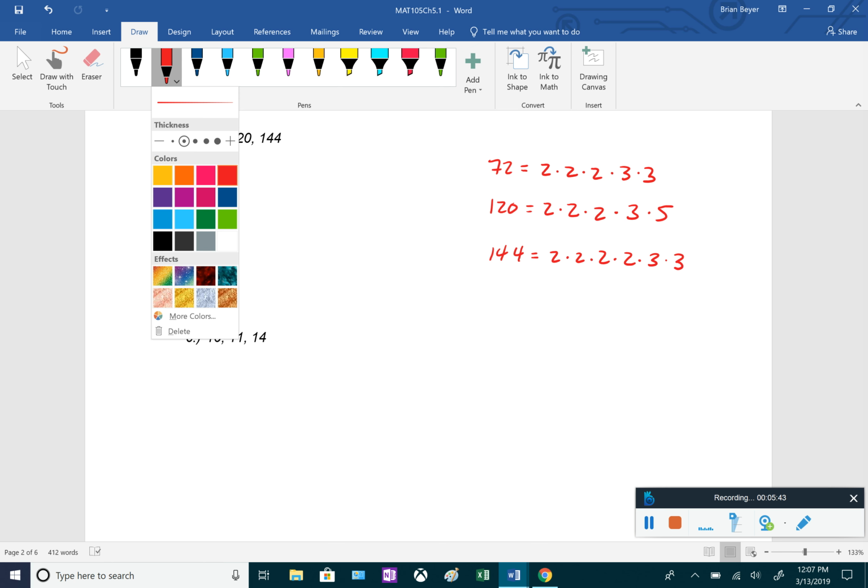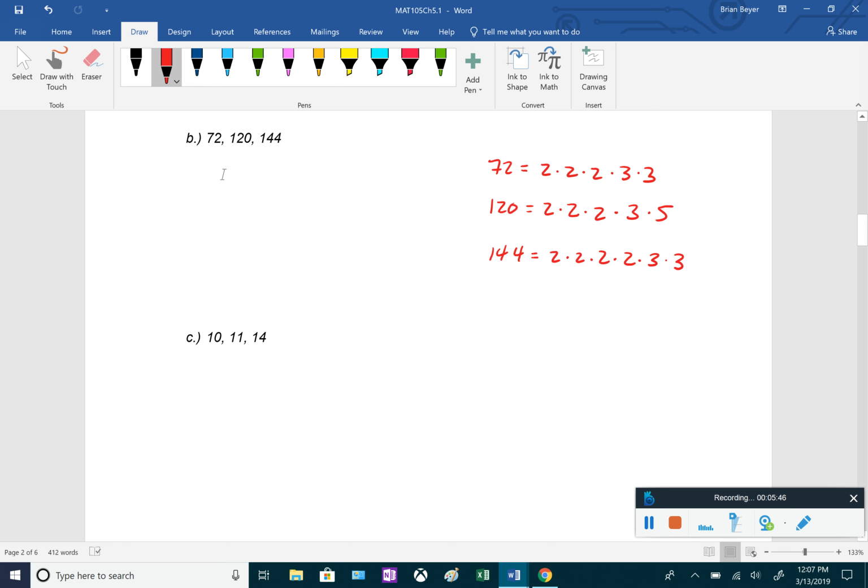So now we have to look at the ones that they have in common here. So all of them have 3 2's, and they all have a 3. So the GCF between those is going to be all of those numbers multiplied together. So that's 2 times 2 times 2 times 3, which is 8 times 3, which is 24. So 24 is a factor of 72, 120, and 144, and it's the largest factor they have in common.